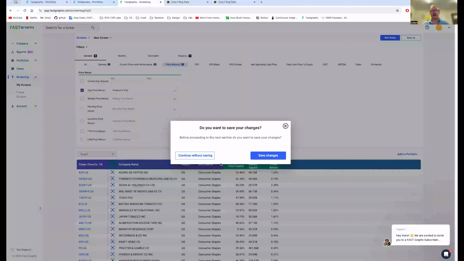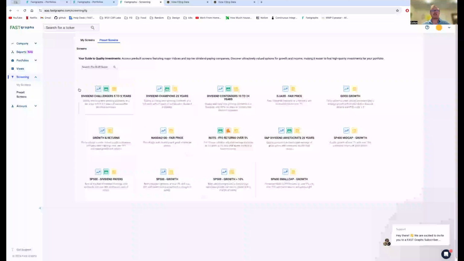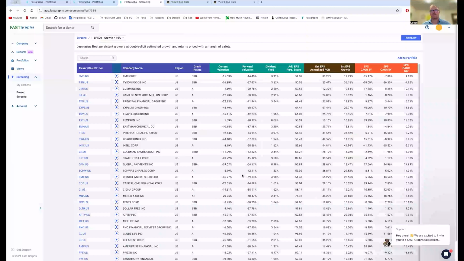And then finally, the last thing that we have is the preset screens. So we offer a bunch of preset screens for you guys to also find new stocks, new investments. And I can click on any of these. Here's the S&P 500 with growth greater than 10%. It's brought it down to 34 stocks. And this can change every day. As data changes, FMC could leave this.